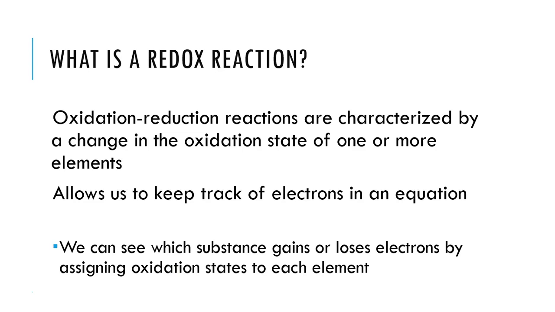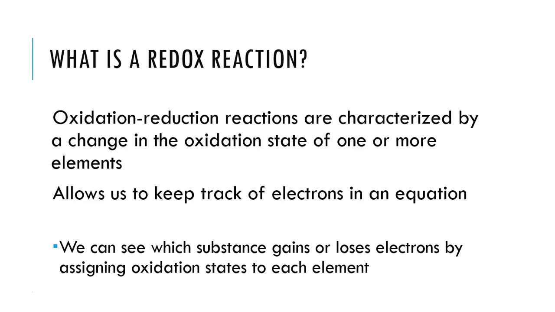Alright, so what does redox mean? Redox stands for oxidation and reduction reactions. And these are reactions that are characterized by a change in the oxidation state of one or more elements. Now we see this change in oxidation state because electrons will be transferred from one species to another during the change. And we can see which substance gains or loses electrons by looking at the change in oxidation state of an element from one side to the other.